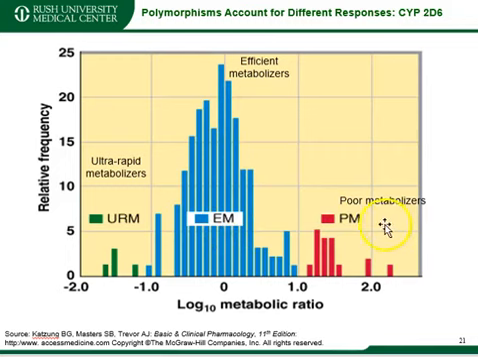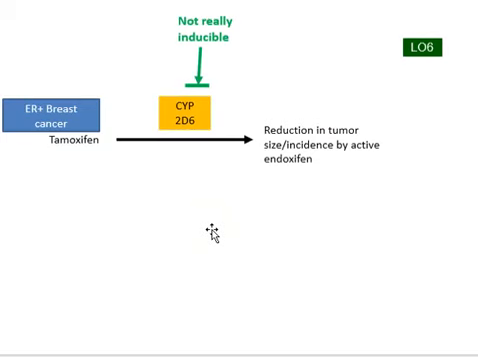The patients that had really poor responses were poor metabolizers. And the patients that had really great responses were deemed ultra-rapid metabolizers. Most of the patients were somewhere in the middle. So let's look at an example.